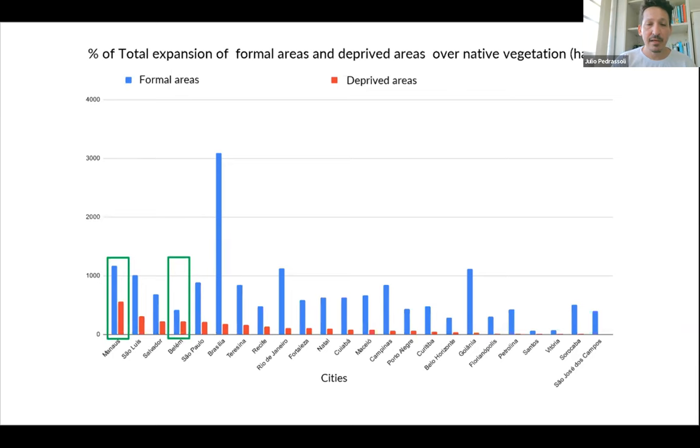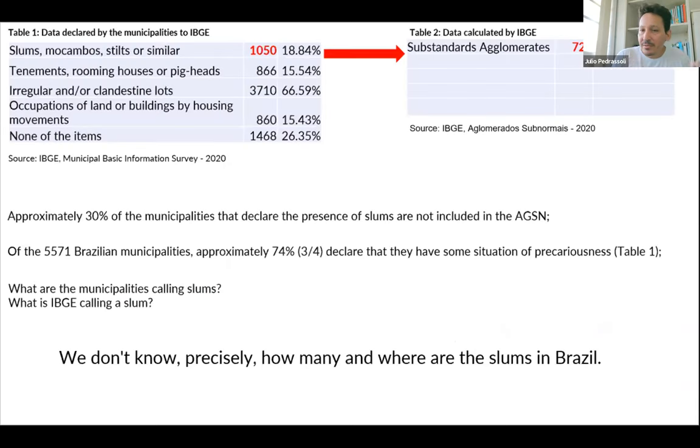This is what our data suggests. But we still have many limitations, of course. The reference data cannot represent all the private areas in Brazil.